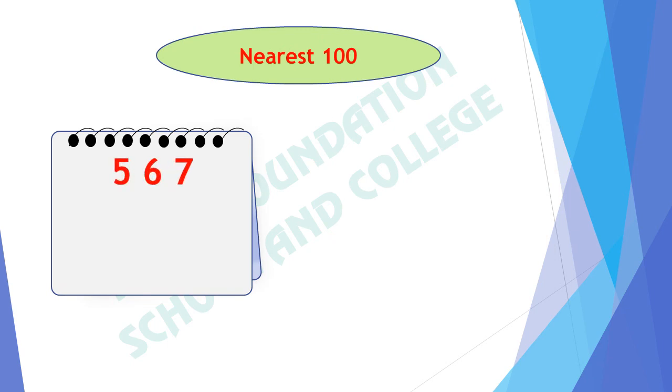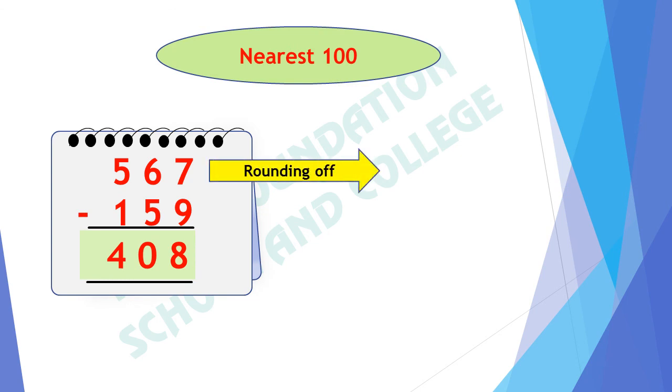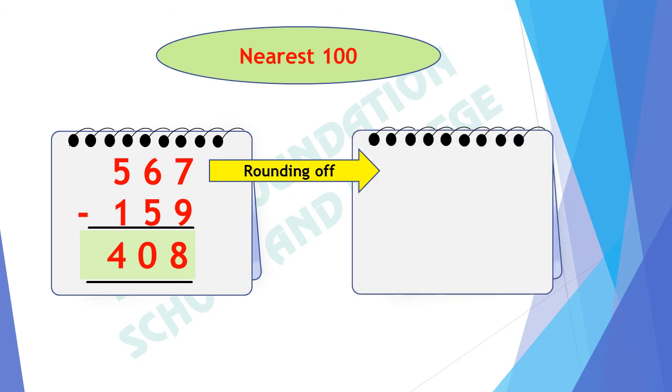Here we have another example, 567. We will subtract 159 from it and we get the answer 408. If we round off this number 567 to the nearest 100, we will consider the digit in tens place. The digit in tens place is 6, that is greater than 5. It means we will round the digit at the hundreds place up. It will become 600 and the digits on the right hand side will become 0.